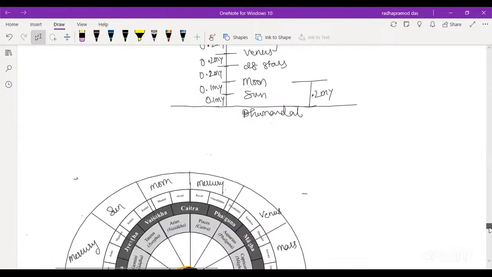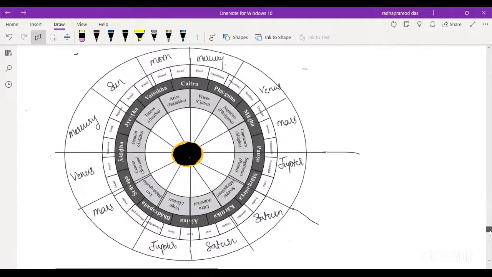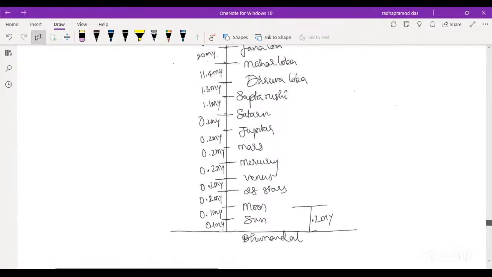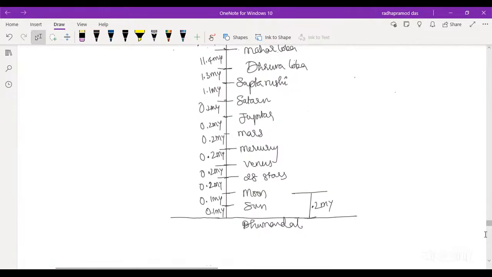Now we'll come to the most important thing in today's discussion. What I show you is the side view from Bhumandala, all the Saptarishis, Mars, Jupiter and all. From the side, you see all the planets situated one above the other. Here you have the Sun, then Moon, then all the 28 stars, then Venus, Mercury, Mars, Jupiter, Saturn, then Dhruvaloka, then the seven Saptarishis.